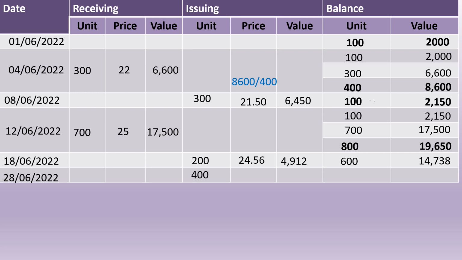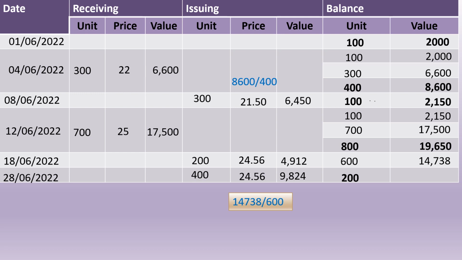Since we are going to issue the same quantity, the weighted average price results the same. That is 24 rupees and 56 cents. So the issuing value is 9,824. So from the 600 units, we are going to issue 400 units. So the inventory remaining balance is 200 units.